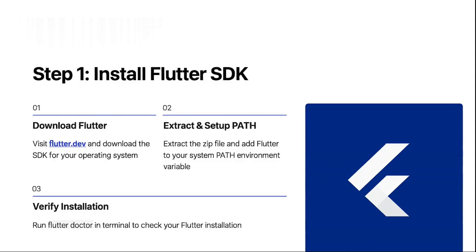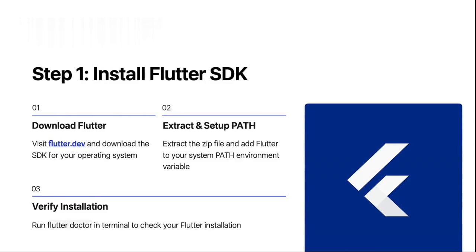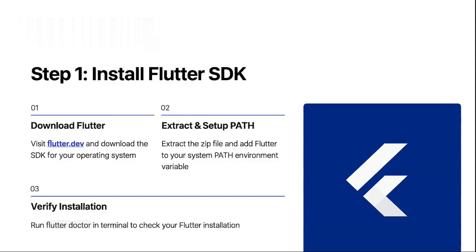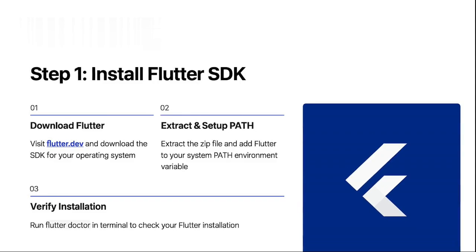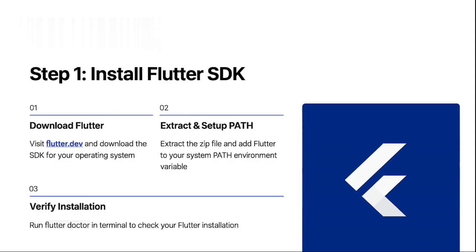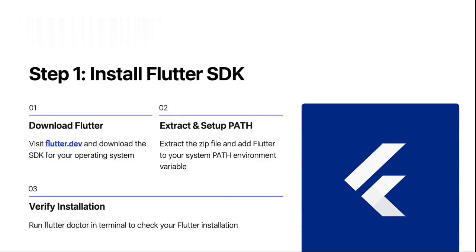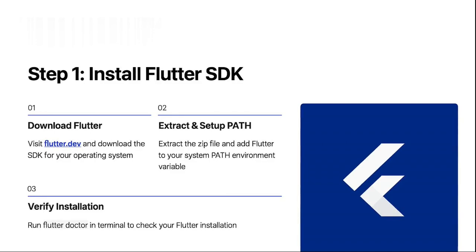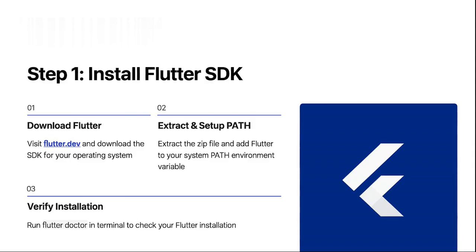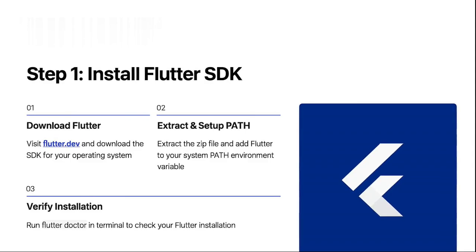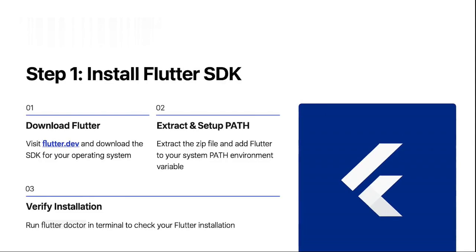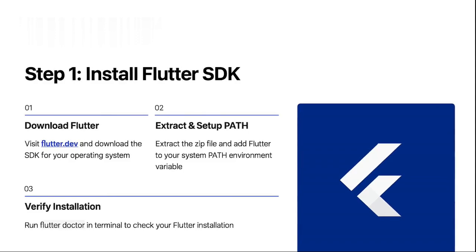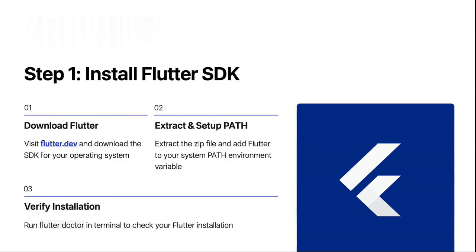To get started, the very first step is to visit the official website flutter.dev and download the Flutter SDK that matches your operating system, whether you are using Windows, macOS, or Linux. Once the SDK is downloaded, extract the zip file into a suitable location on your computer, and then set up the path environment variables so that Flutter commands can be recognized globally from your terminal or command prompt. Finally, to make sure everything is installed correctly and ready to use, run the command flutter doctor in the terminal, which will verify your installation and guide you if there are any remaining steps to complete.